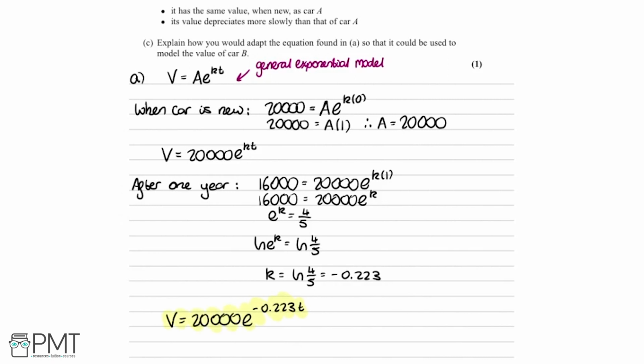So having a quick look through to see where we get the marks. We get the first mark for using a model such as this. We get the second mark here for substituting in that T equals 0 and V equals 20,000, working out the correct value for A.